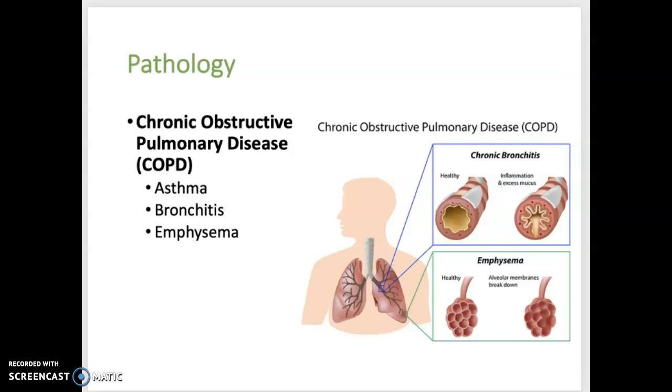Bronchitis also falls under the umbrella of COPD. Anything with an itis ending means inflammation. So this is inflammation of the bronchi, usually caused by smoking or air pollution. And then emphysema, this is decreased elasticity of the alveoli, and that's almost always caused by smoking. One of the main characteristics of emphysema is having a barrel chest, a really broad chest, because air becomes trapped in the alveoli.